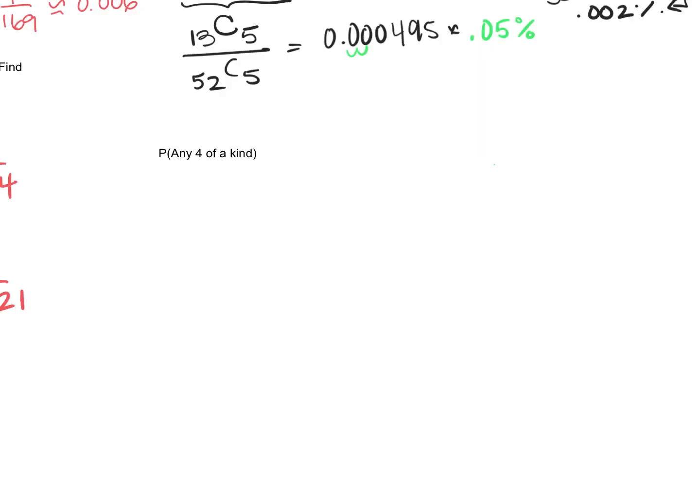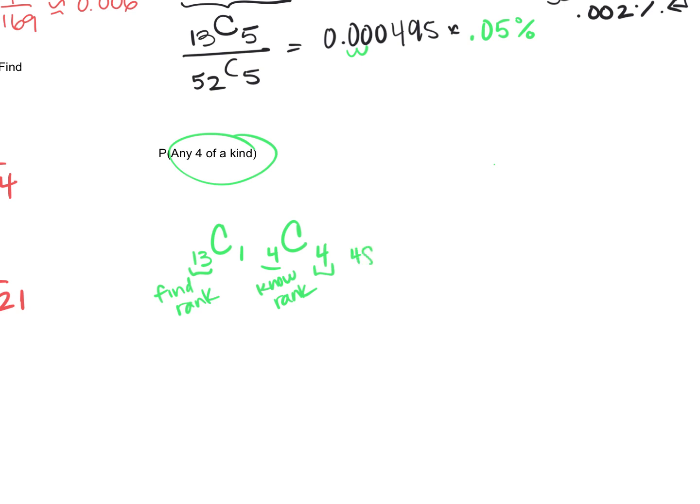All right, and the last one here, the probability of any 4 of a kind. So the first thing that we're going to do when we think about all the different ways is choose what 4 of a kind. So there's 13 ranks to choose from. We're going to choose one of them. Once we know what the rank is, there's going to be 4 of those to choose from. So this is find the rank, and then this is we have the rank, and then we're going to choose all 4 of those cards. So we still need one more. So there's 48 that are not that rank, and we're going to choose 1, all out of 52C5.